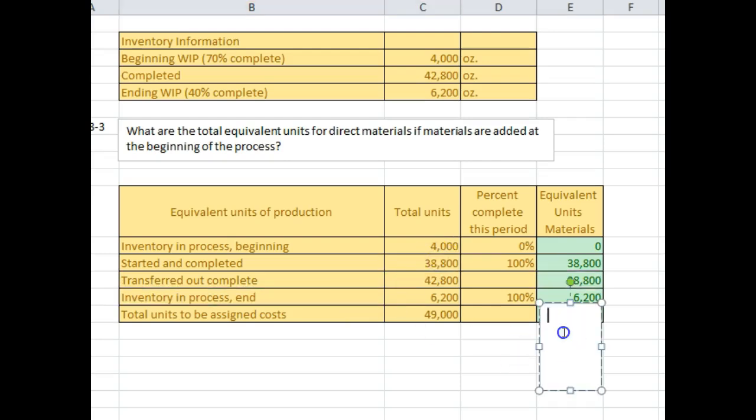Inventory shows a total of 6,200, so that's total in process. I think I reversed some numbers here. So if I add these two together, I end up with equivalent units of 45,000 that would be costed.